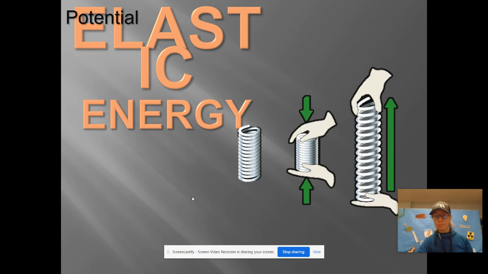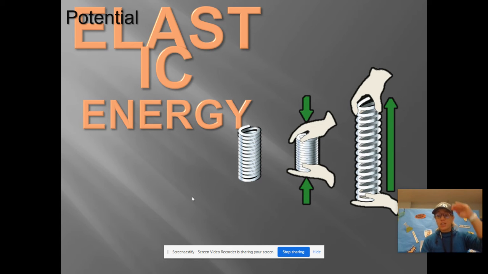The next type of energy, this is our second type of energy that we're going to talk about today, is elastic energy. This is energy that is stored in an elastic way. Now, when you think of elastic, the first thing I think of is a rubber band. Rubber bands are elastic, but there's other things that actually have elastic energy too. Things like springs, which can be compressed or stretched.